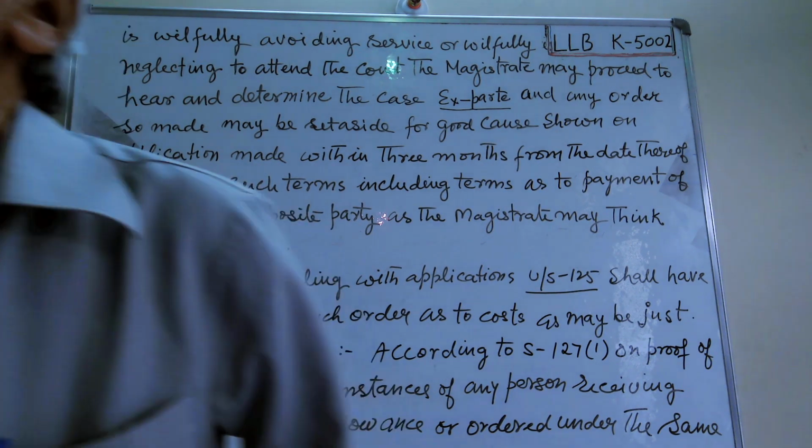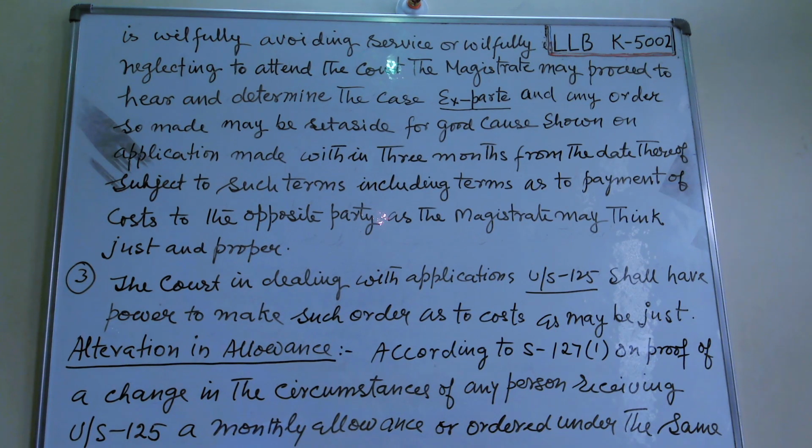My dear friends, the second point is willfully avoiding service or willfully neglecting to attend the court. As some points I have defined in the section 2.2, now point 2 is continuing. If he is willfully avoiding service or willfully neglecting to attend the court, the magistrate may proceed to hear and determine the case ex parte.